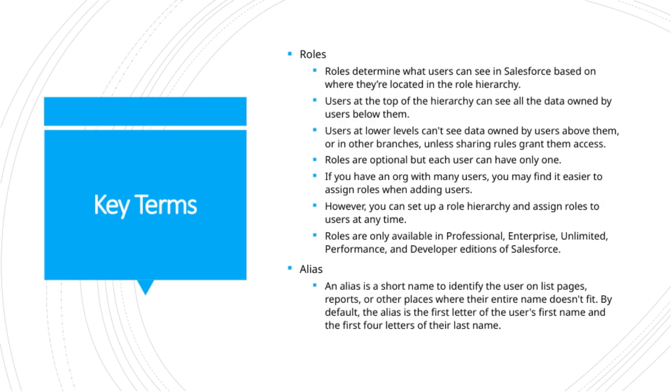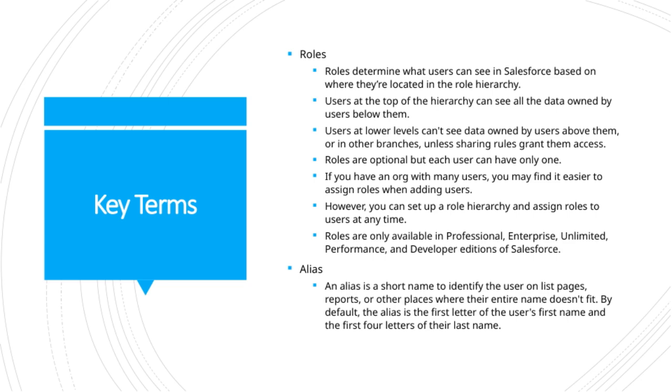Now, moving on to aliases. An alias is simply a short, easy-to-remember name used to identify a user on list pages, reports, or other places where their full name might be too long. By default, the alias is made up of the first letter of their first name and the first 4 letters of their last name. These key points help us understand how user visibility and identification are managed within Salesforce, supporting a more organized and secure environment.